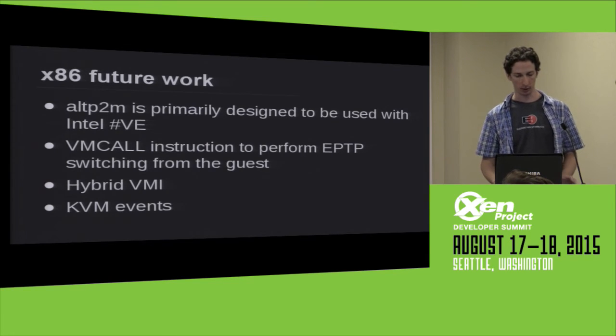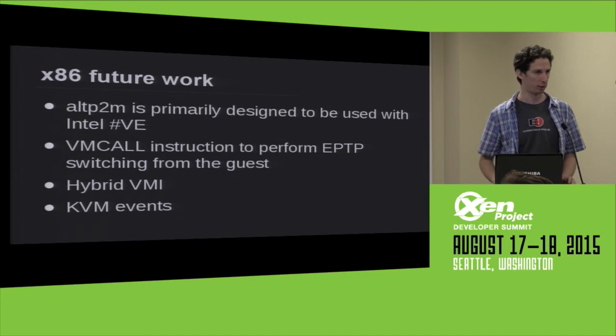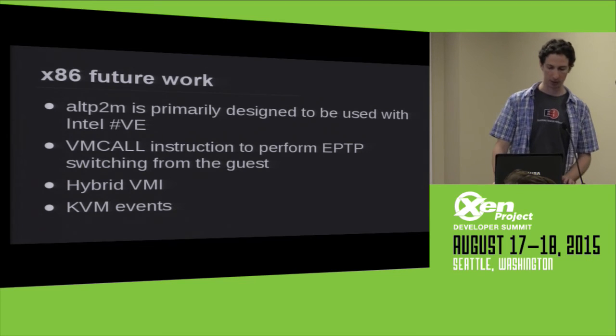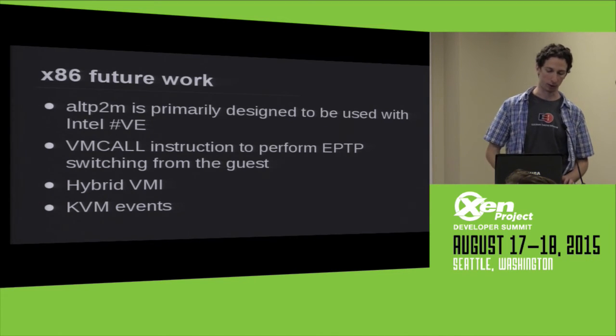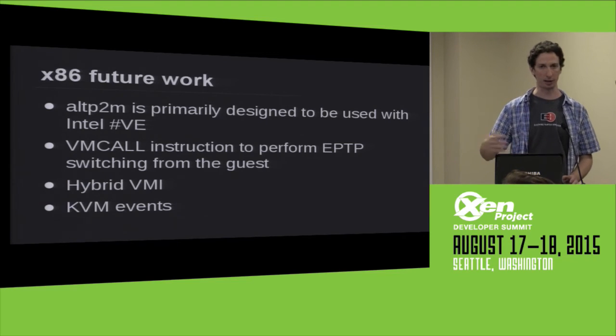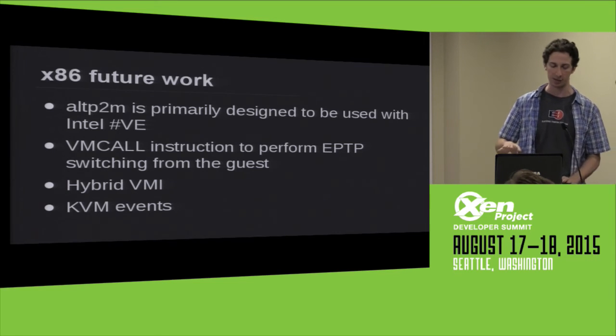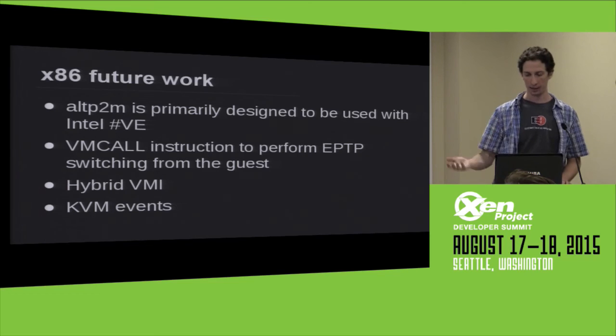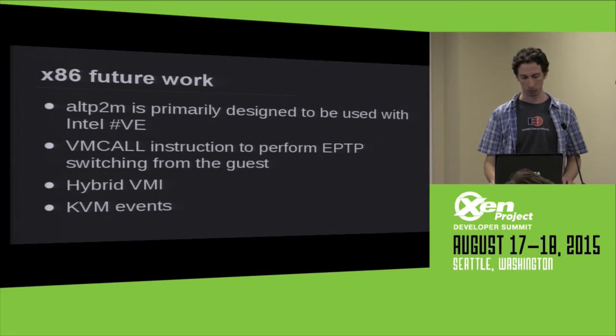For x86, a couple of things. The alt-p2m has been primarily designed to work with the new and upcoming Intel virtualization exceptions extension, and that's primarily designed for in-guest systems. So you can have a hybrid VMI system where you have subcomponents in the hypervisor and some components within the guest, working in tandem, with good performance and security. So this is going to be pretty cool. Also, getting something like this into KVM would be awesome, because Xen is great, but a lot of people would like it in KVM as well, or other hypervisors. I will be looking at the KVM thing next, to get a system like that into KVM.